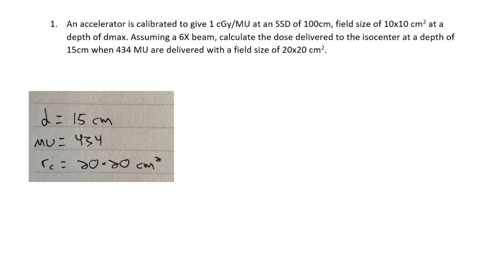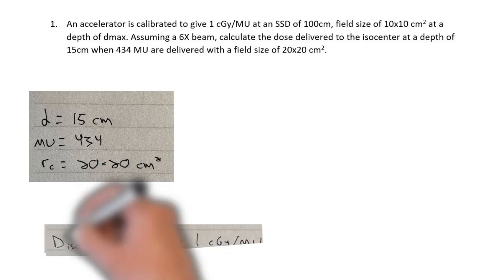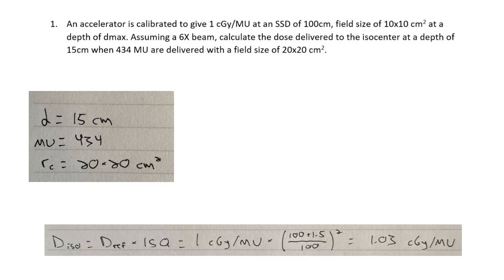So something needs to be done for us to convert the calibration dose per monitor unit to an isocentric dose per monitor unit, which can be done using the inverse square law. We just take the reference dose here, which is 1 centigray per monitor unit, and multiply it by the inverse square factor, which is shown here. So we have 100 plus 1.5, where 1.5 is the depth of D max and 100 is our calibration SSD. Then we divide it by the source to axis distance, which is 100 for most Linacs, and we square it. That's the inverse square law. If you work that out on a calculator, you'll get 1.03 centigray per MU being delivered to that point.